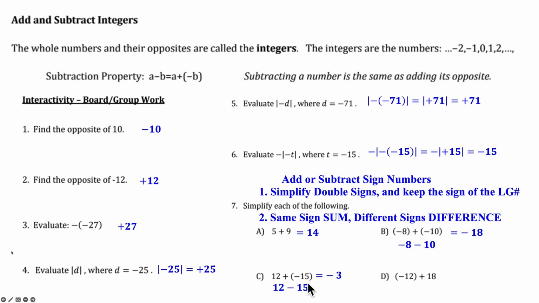So you don't have to worry about the order in which you subtract when you've already predetermined the sign of the answer. How convenient. All right, D, negative 12 plus 18. No double signs. 18's bigger, so put a positive in for the answer. The two signs are different. Okay, take the difference. Subtract big 18 minus 12, 6. Positive 6 is my answer.